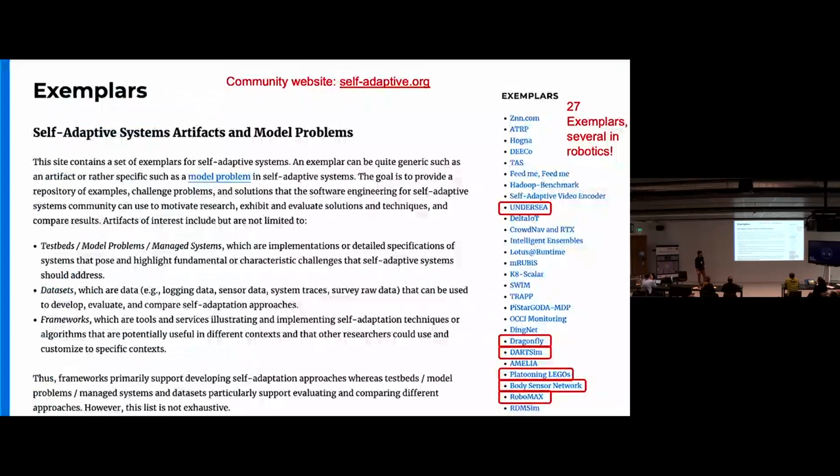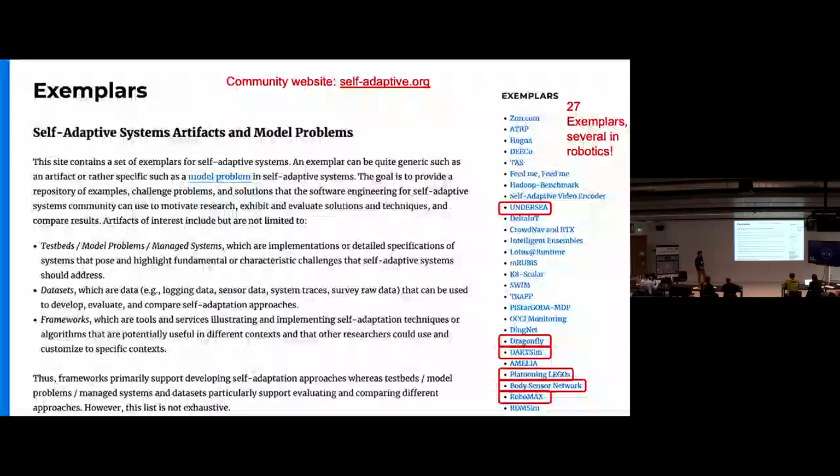I want to close by reminding you that, as some of you know, we have a community website called self-adaptive.org. There, among other things, you will find exemplars that you can try to use. Many of those are related to robotics. Some of them use ROS, some of them don't. Exemplars are systems that we use in our evaluations to compare different methods that we build.